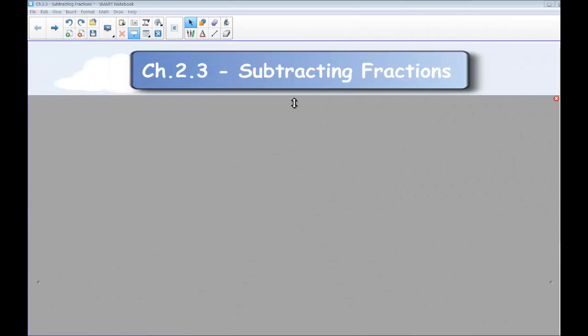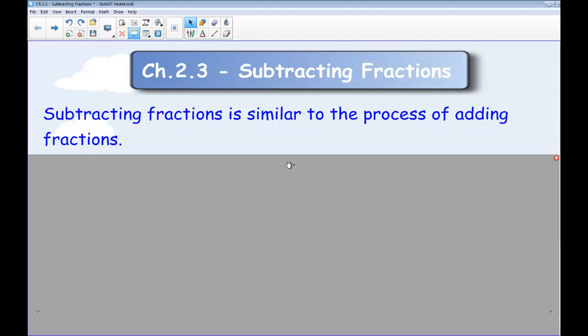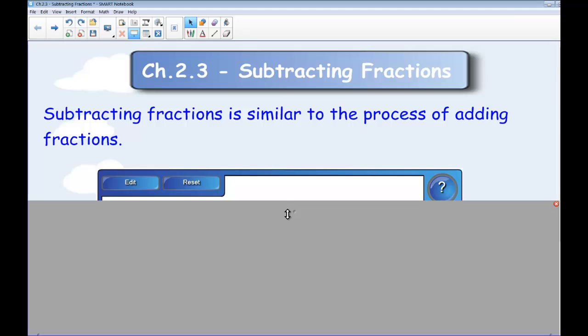Welcome to Chapter 2.3, Subtracting Fractions. So last time we worked on the idea of adding fractions. Well, the idea of subtracting fractions is very similar to that process.